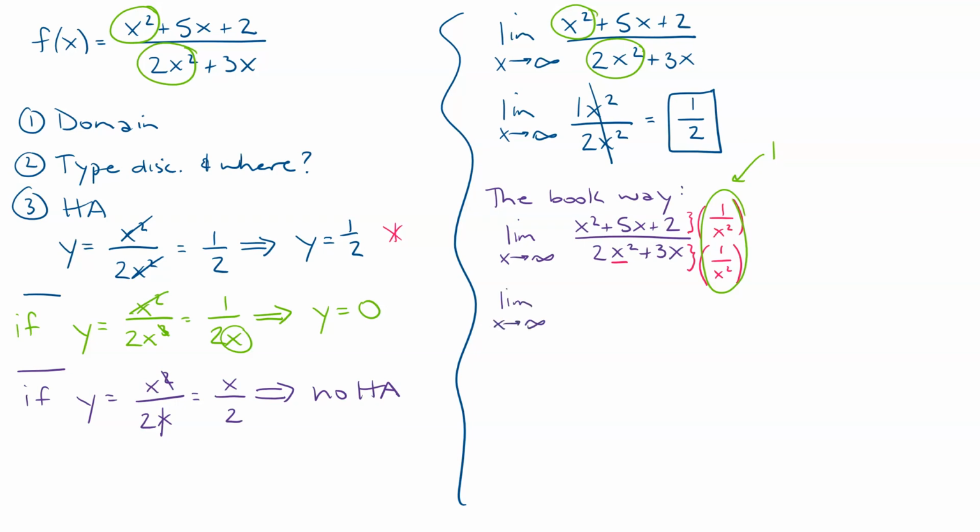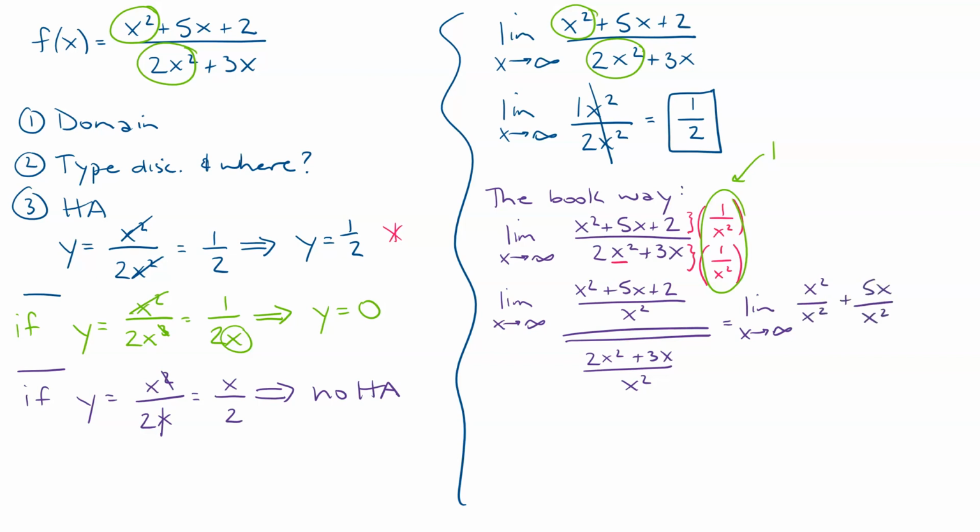But when we do that, we multiply that term through, and we get the limit as x goes to infinity of x squared plus 5x plus 2 over x squared all over 2x squared plus 3x over x squared. Now we separate those fractions, and we get the limit as x goes to infinity of x squared over x squared plus 5x over x squared plus 2 over x squared all over 2x squared over x squared plus 3x over x squared.